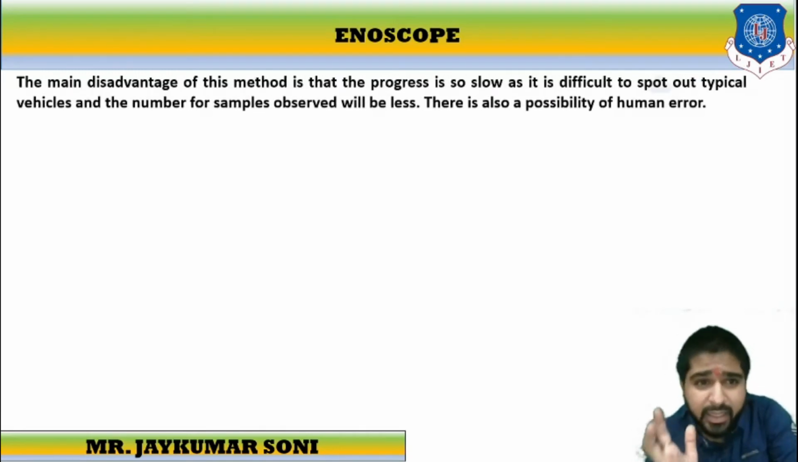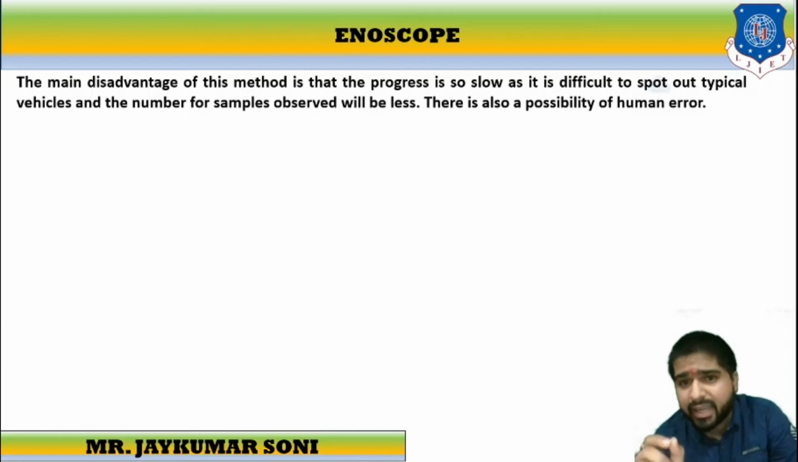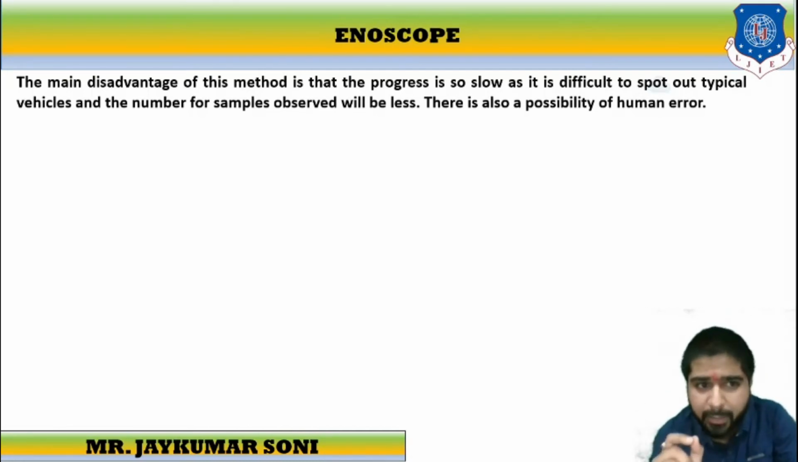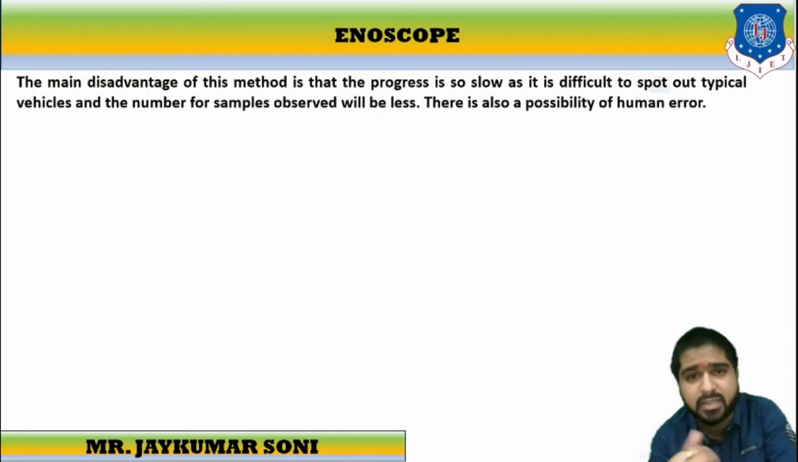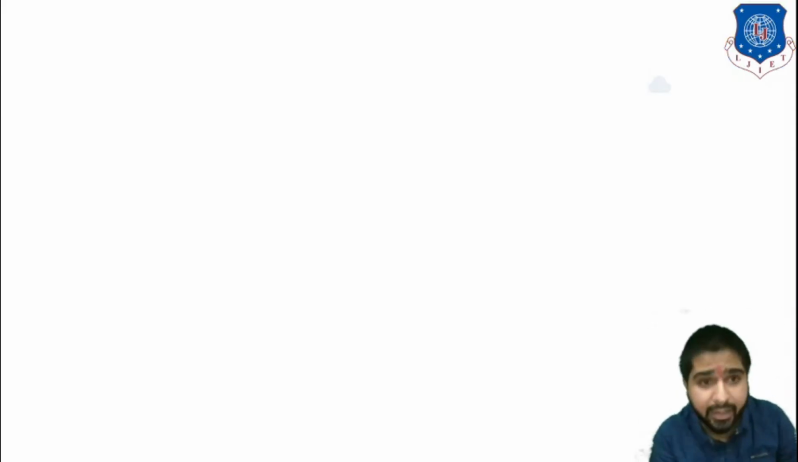The main disadvantage in this method is that it is too slow in progress and it is difficult to spot out the typical vehicles, and the number of samples observed will be less because the human intervention is there. The person is doing this calculation. So there is also the probability of human error.